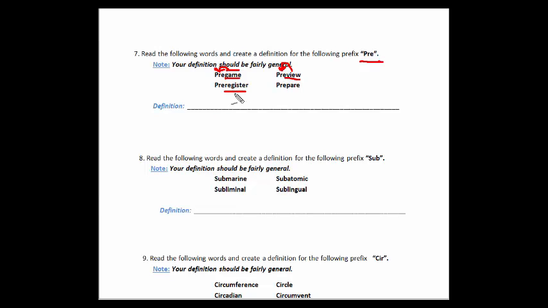Pre-register. Register is the root word. Pre-register means to do it before registration actually opens. Prepare. We are going to have a test, and we are going to prepare before the test so we get an A. It means to do before. P-R-E is going to suggest doing it before. Let's go ahead and pause the video here. We're going to take a look at the next two. It's problems 8 and 9.